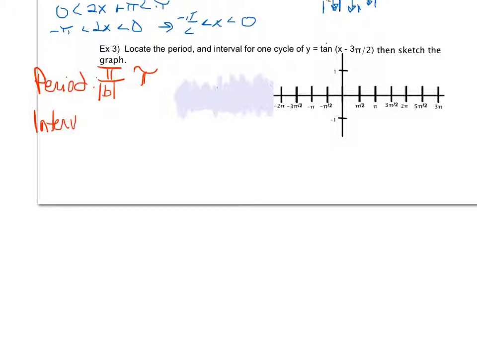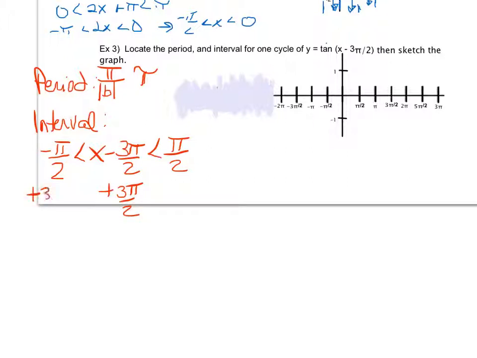So then when I find my interval, it's now tangent again, so I'm going to say negative pi over 2 is less than x minus 3 pi over 2 is less than pi over 2. So I'll add 3 pi over 2 to each piece. Putting my new asymptotes at 2 pi over 2 here, negative pi over 2 plus 3 pi over 2 is 2 pi over 2, which reduces to pi. And this here is going to give me 4 pi over 2, which reduces to 2 pi.